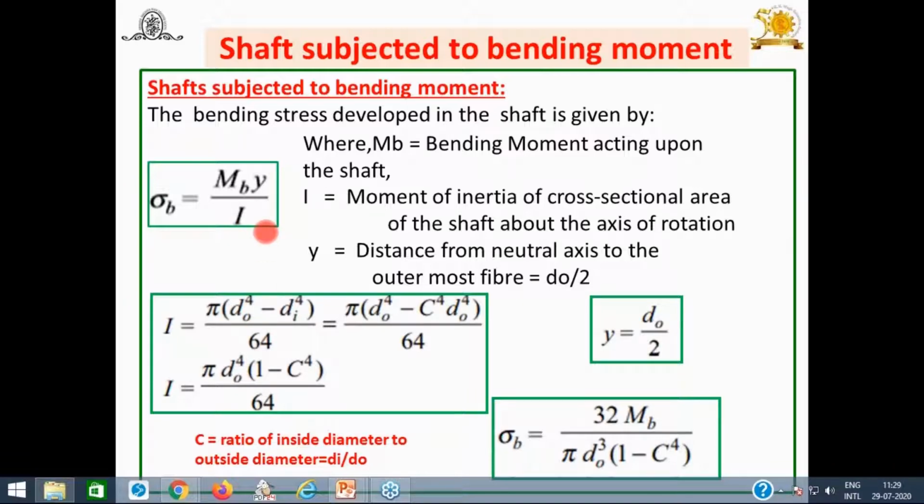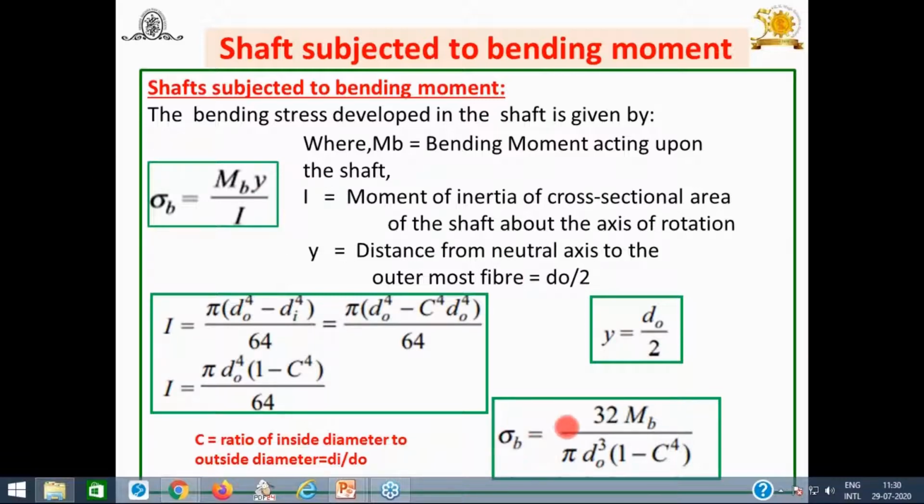For solid circular shaft, I is equal to pi by 64 into d raised to 4. But for a hollow shaft, I is equal to pi by 64 into do raised to 4 minus di raised to 4, bracket complete. This equation we have to substitute here. But again we know that what is C? Di by do. So you can replace di raised to 4 by C raised to 4 into do raised to 4, and then take do raised to 4 common from this bracket. So you will get pi into do raised to 4 in bracket 1 minus C raised to 4. You can substitute this value and y is equal to do by 2 here.